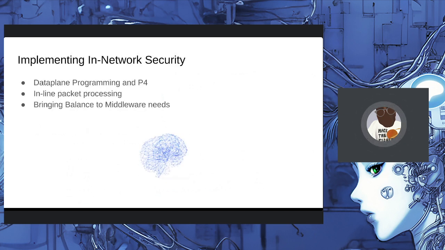When it comes to implementing in-network security, there are a couple of things you have to know. One, you have to be able to do some type of data plane programming. To do data plane programming, in my research I've been looking into P4. P4 is a language that allows you to write how you want your switch to process packets. So you can say, you see this DNS packet, I want you to handle this DNS packet a specific way. You see this Modbus packet, I want you to handle it a specific way.